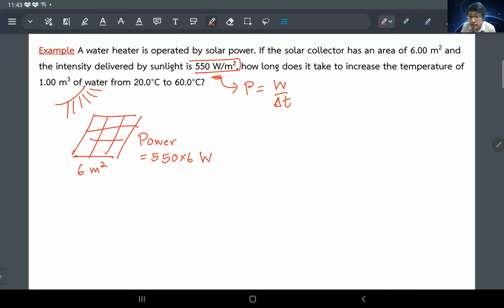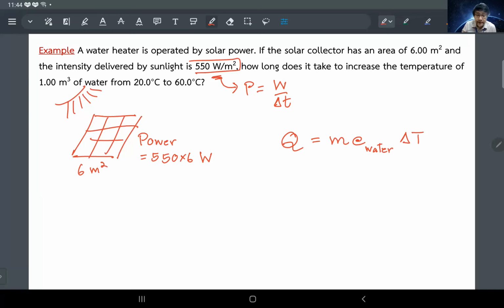You guys with me? Because you have a 6 square meter panel, each square meter can collect 550 watts of power from the sun, so the total power output from your solar panel will be 550 times 6. Here we go. Now you want to raise the temperature of a cubic meter of water. So you want to know how much energy needs to be transferred to the water to raise the temperature of water of mass m with the specific heat of water, c of water, and then you do the change of the temperature, delta T.